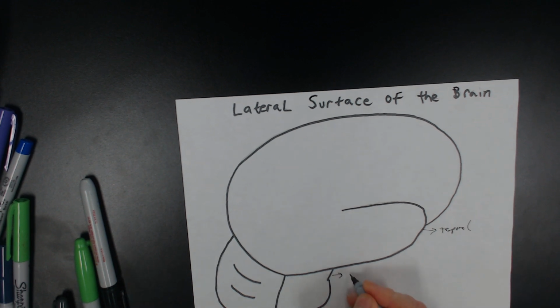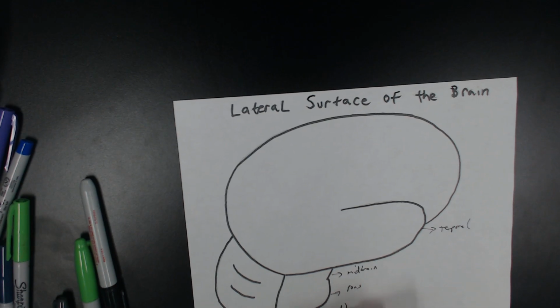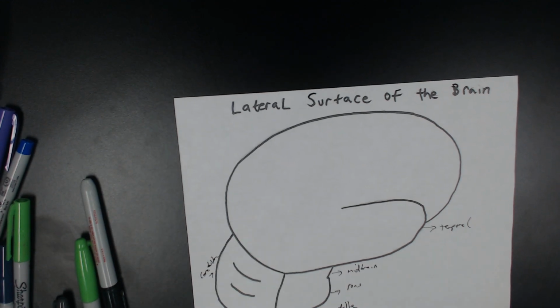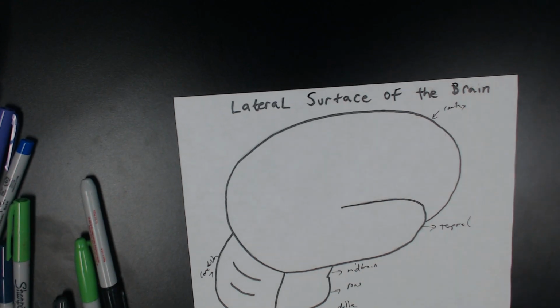Okay, here's my midbrain. Here's my pons. Here's my medulla. Here's my cerebellum. Now, overall, this is my cortical region. Here's my cortex, right? All the basic stuff.